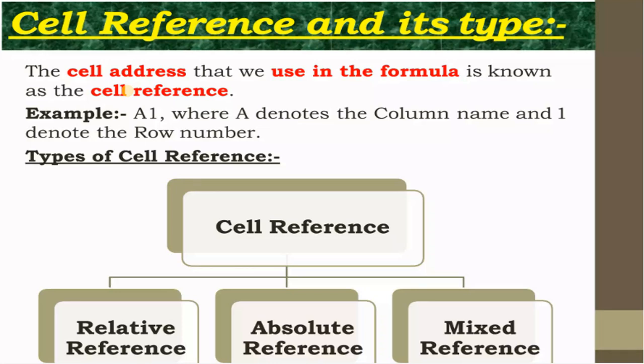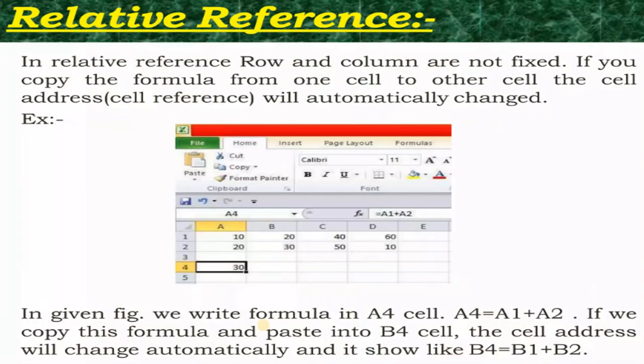We have three types of cell references. The first is the relative, which is the default. The second is the absolute, and the third is the mixed reference. So let's discuss them one by one. First, we have the relative reference. In relative reference, the row and column are not fixed. That means if you copy the formula from one cell to another cell, the cell address will automatically change.